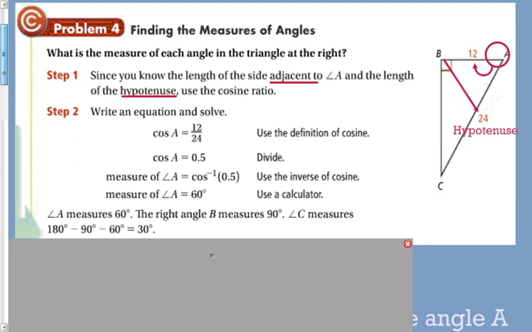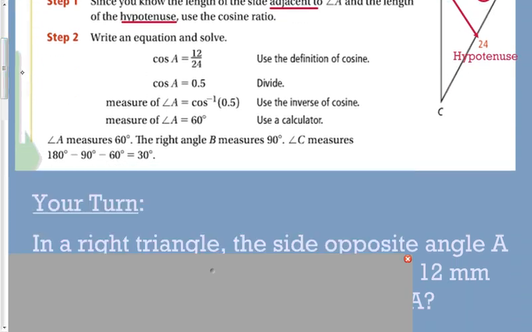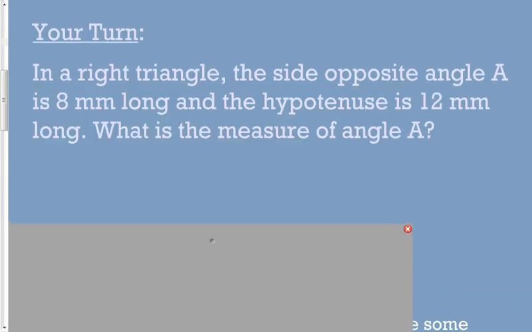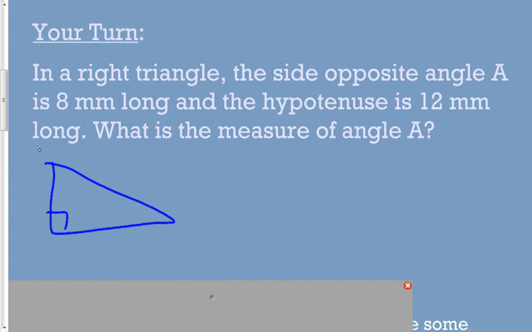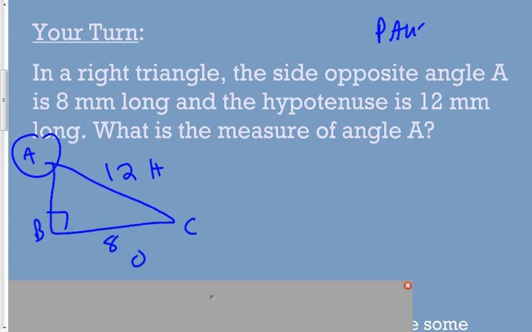You can use that to find the other angle measures as well. So why don't you try that? Pause it and try that. It says in the right triangle, the side opposite angle A. So we're going to make our right triangle. Let's just say this is A, B, C. In a right triangle, the side opposite angle A is 8 millimeters long. So that's going to be 8. The hypotenuse is 12, and we're trying to find the measure of angle A. So we have opposite and we have hypotenuse. So use the sine ratio. Why don't you pause it, try it, and then I'll show you the work in a second.